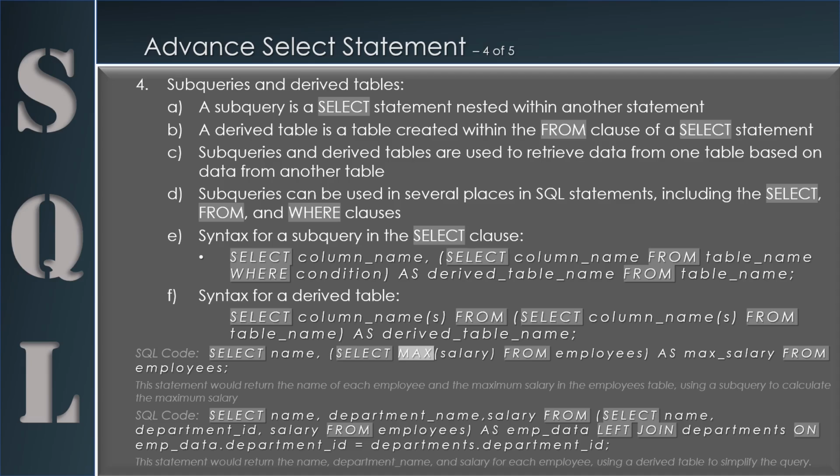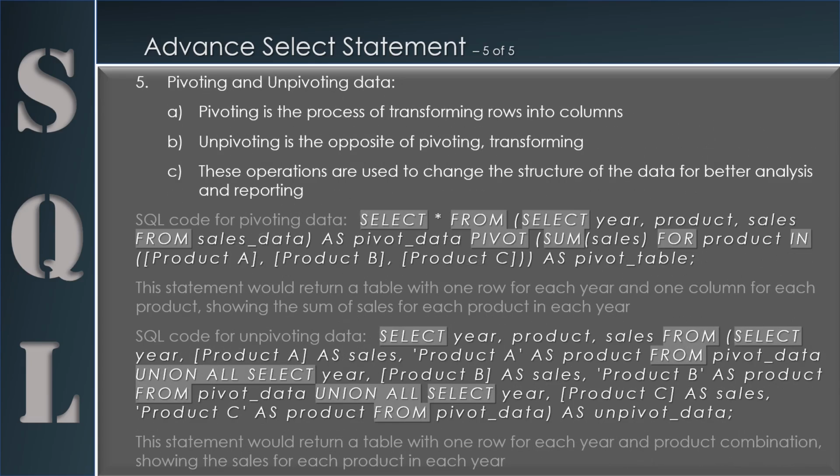Now we are going to build more complex logic, and we're going to learn over time how to become an expert in building these logics. In this section, we are going to talk about pivoting and unpivoting data. Pivoting again is a process of transforming rows into columns, and unpivoting is the opposite of pivoting. These operations are used to change the structure of the data for better analysis and reporting.